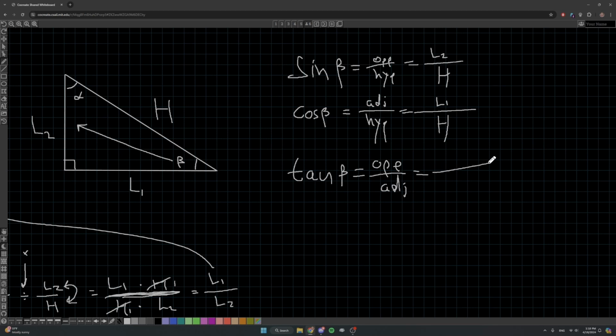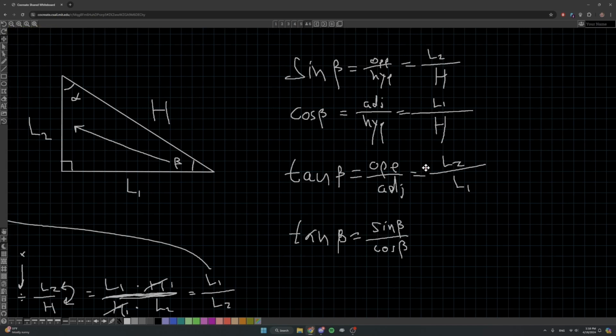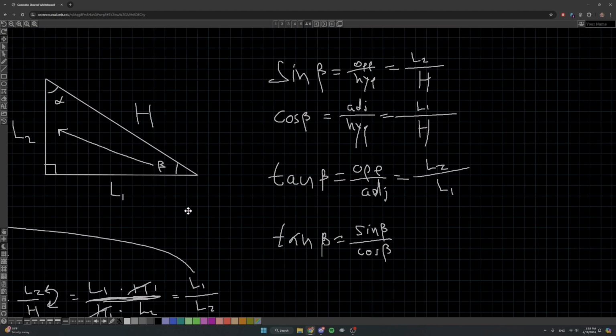And that's going to be, your opposite is going to be L2, and your adjacent is going to be L1. And again, we could demonstrate it. I'll leave this to you to demonstrate that tangent of beta is equal to sine of beta over cosine of beta. It's effectively the same as what I just did, but it's a decent mental exercise for people who are struggling at this stage. So there you go.